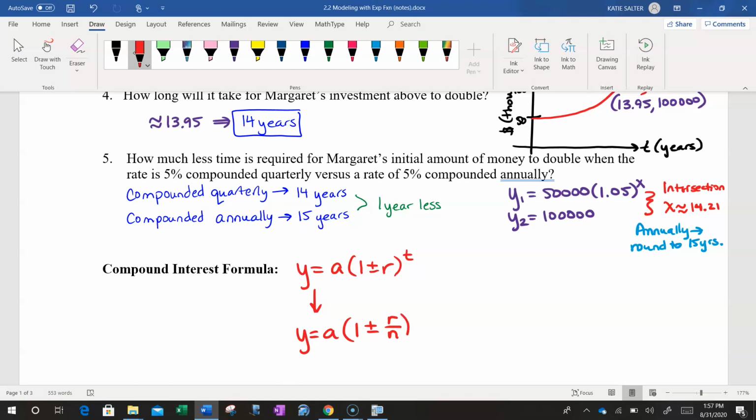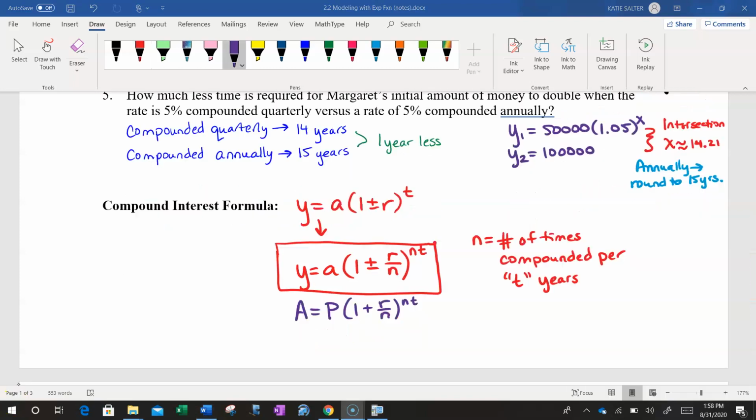And then we also have to multiply the years by the number of times it's being compounded. Now, of course, we can use this formula for not just when it's years. You can have things that are compounded daily and whatnot. All right, so this is our general compound interest formula.